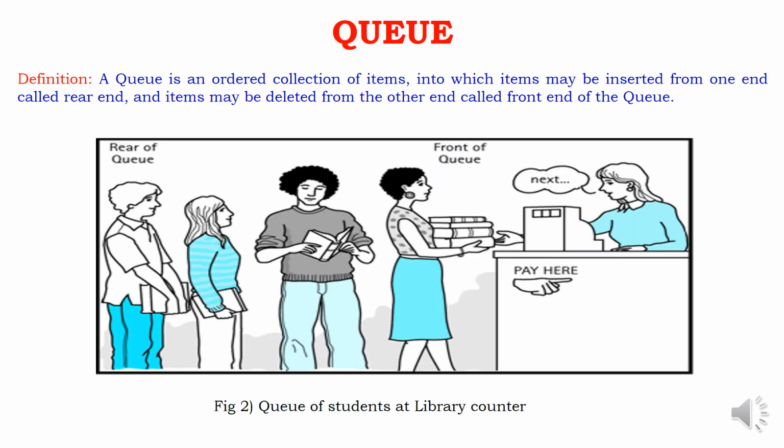Definition of a queue: a queue is an ordered collection of items into which items may be inserted from one end called the rear end, and items may be deleted from the other end called the front end of the queue. The figure shows a queue of students at a library counter where new people join at the rear end, and the person who entered first will get served first. The person will get served from the front of the queue. So a queue has two ends, one is the front end, the other is the rear end.